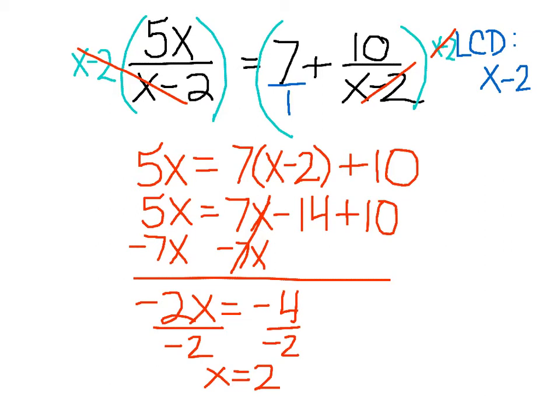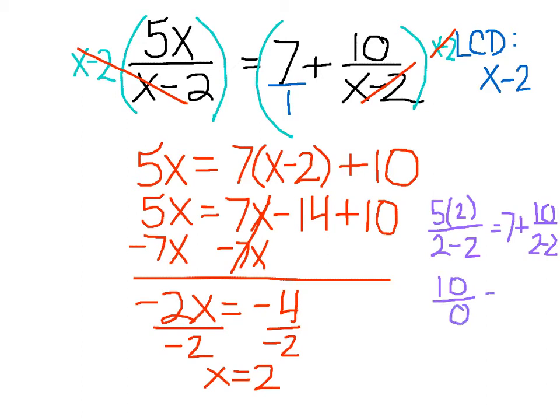So 5x, 5 times 2 over 2 minus 2 equals 7 plus 10 over 2 minus 2. This is going to give us 10 over 0 equals 7 plus 10 over 0. Can we divide by 0? No. So x equals 2 is going to be extraneous, and the actual answer is going to be no solution.